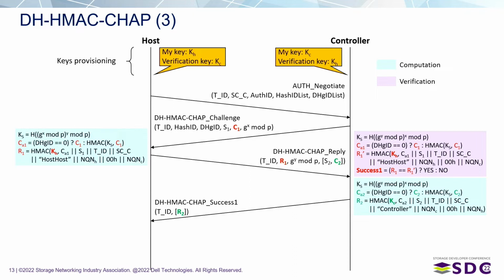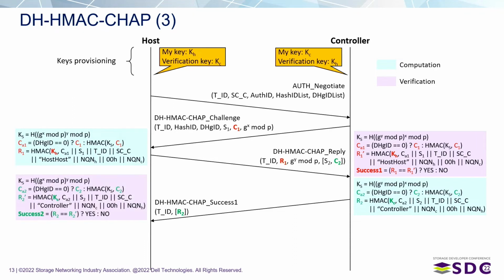So now the host received the response R2 to its challenge CTU to the controller, and it has to do the verification step, which is exactly the same that the controller had done before to verify the response R1 of the host. Compute the session key, compute the augmented challenge CA2 based on the session key, and compute the expected response R2 prime based on the verification key, which is KC. I'm verifying the response of the controller. And if the expected response is the same as the response I received, authentication is successful. Otherwise, authentication is failed. So this is how DH-HMAC-CHAP works.